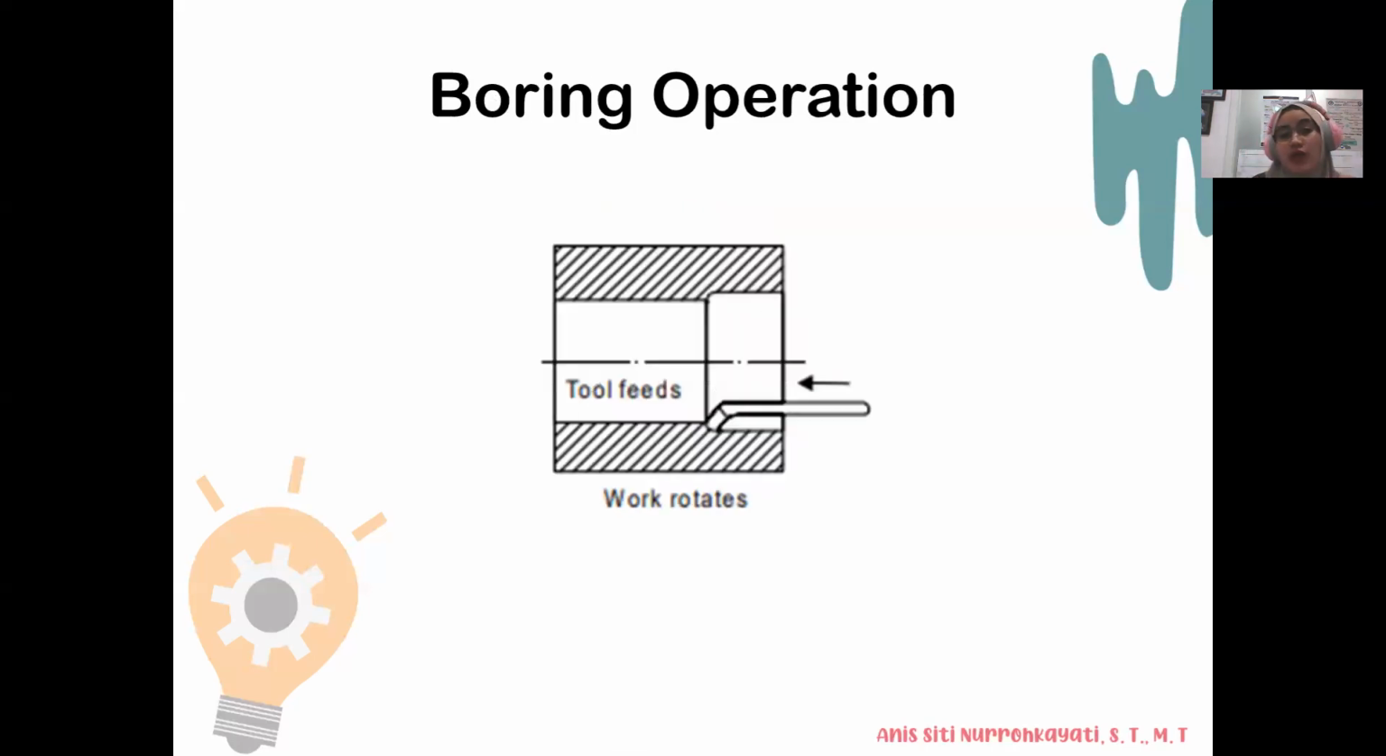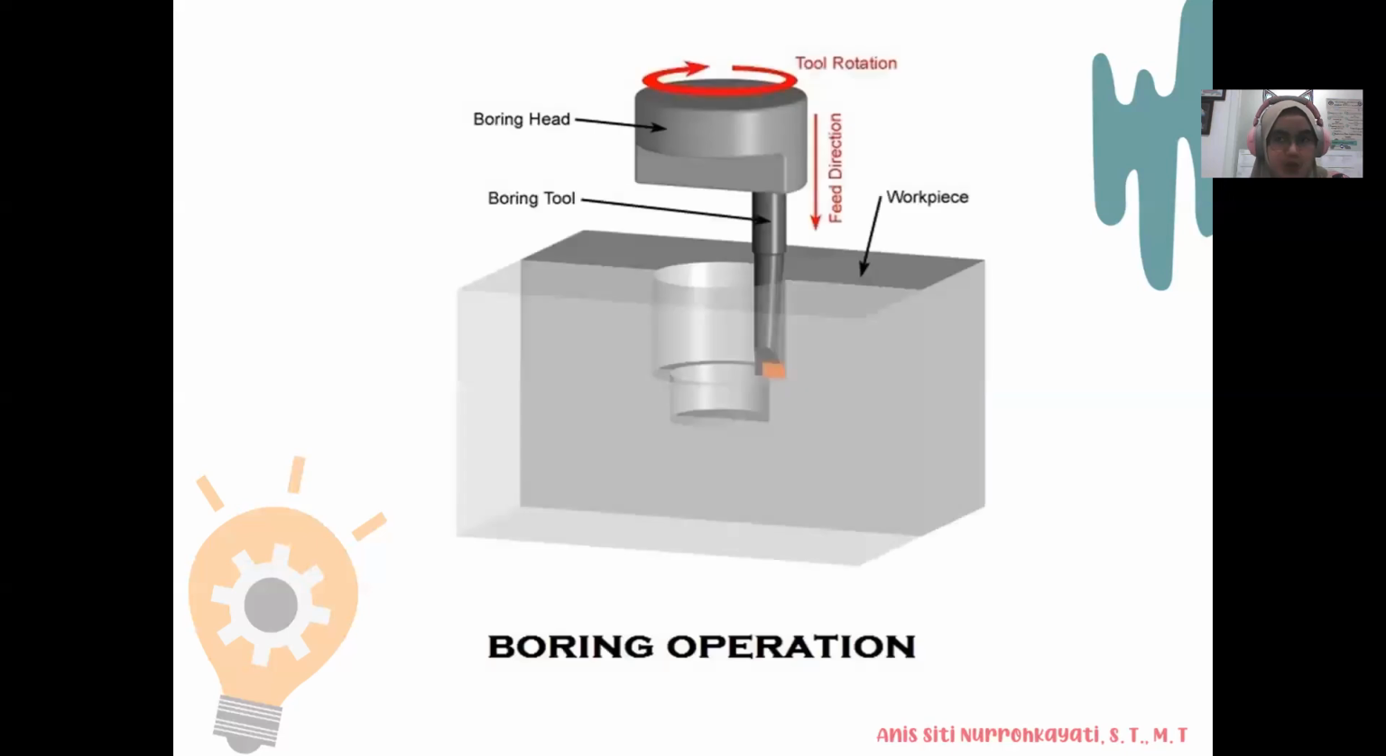The next is the boring operation. In a boring operation, a hole is completed by means of an adjustable cutting tool with only one cutting edge. A boring tool is employed for this purpose. This is the figure of a boring operation. We have a workpiece. This is the feed direction, tool rotation, boring head, and boring tool.